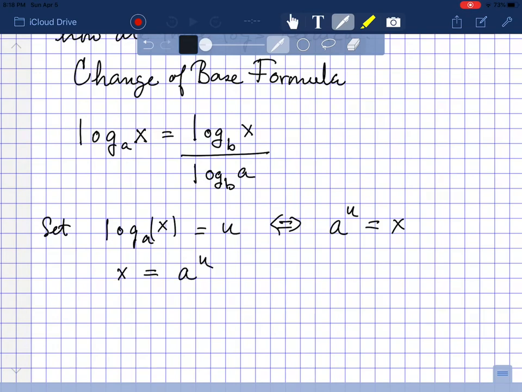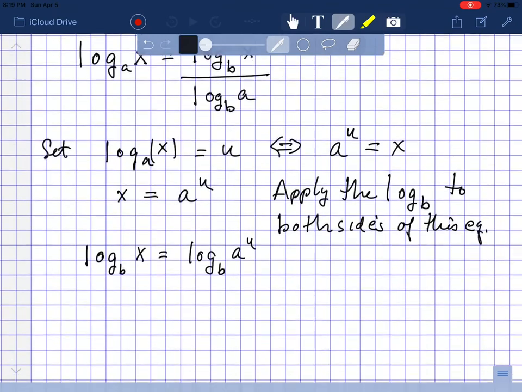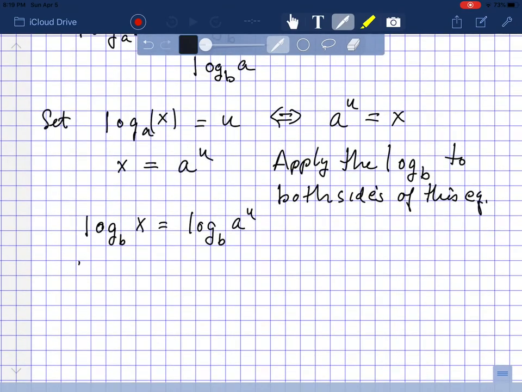All right, so here I'm going to write that again. x is equal to a to the u power. And now what I'm going to do is take the log base b of both sides of this equation. So I'm going to apply the log base b to both sides of this equation. So when I do that, I get the following. The log base b of x is equal to the log base b of a to the u power.